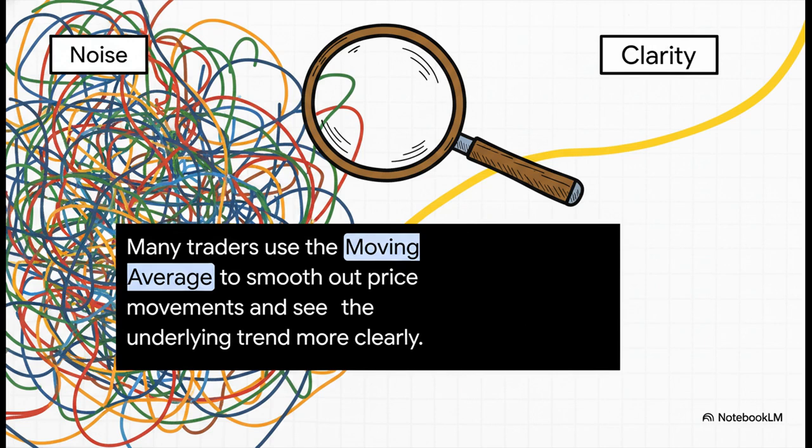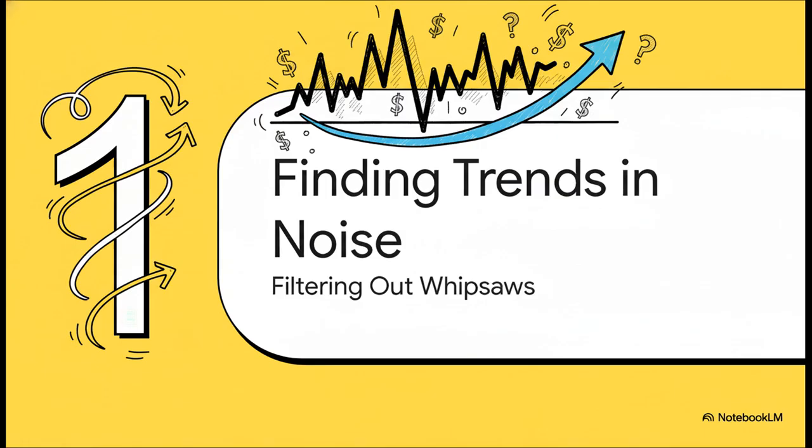the moving average. Think of it this way. Its main job is to smooth out all those wild, jagged price swings so you can actually see the bigger picture, the real direction the market's heading. Okay, so first up, let's talk about how these moving averages help us filter out what traders call whipsaws. You know what I'm talking about. Those super confusing, fast price swings that can totally trick you into making a bad trade.